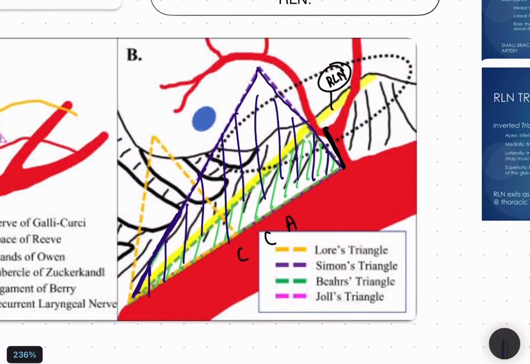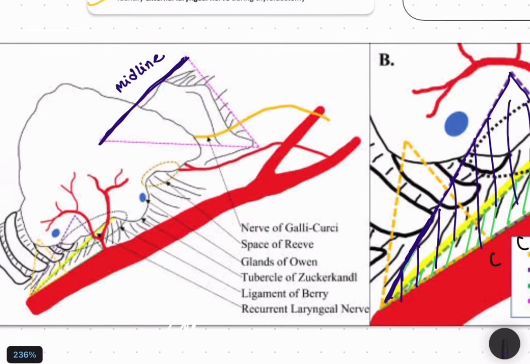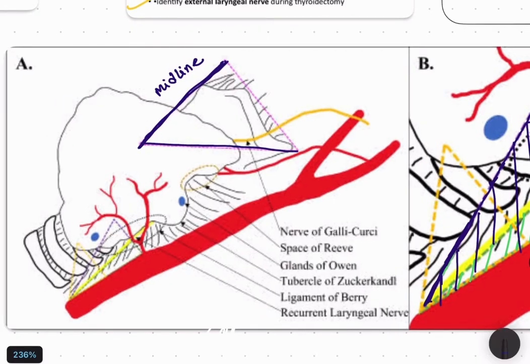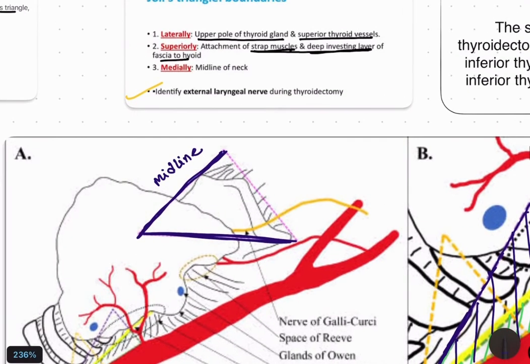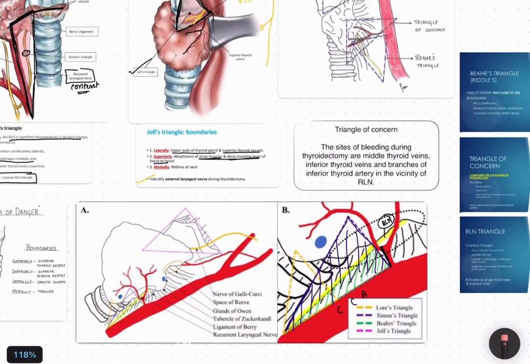What I have discussed is Joel's triangle. Here is Joel's triangle. See, this is the midline. According to the orientation, this is the midline, and here is the lateral side. And the lateral side, as I told you, is formed by the upper pole of the thyroid. This is the thyroid gland. You can see this is the upper pole of the thyroid forming the lateral boundary, as well as the superior thyroid artery, and superiorly you have strap muscles and the deep investing layer. So this is what you need to know from these three triangles.